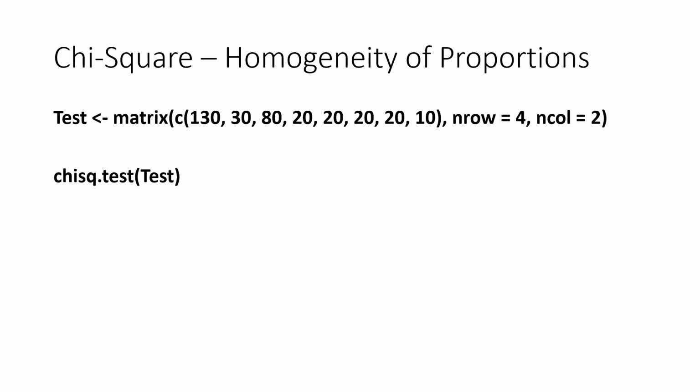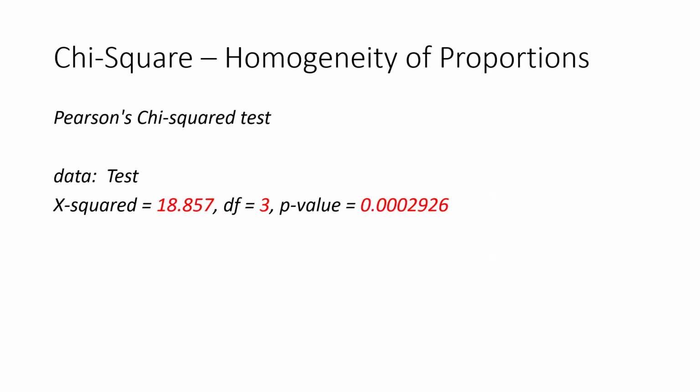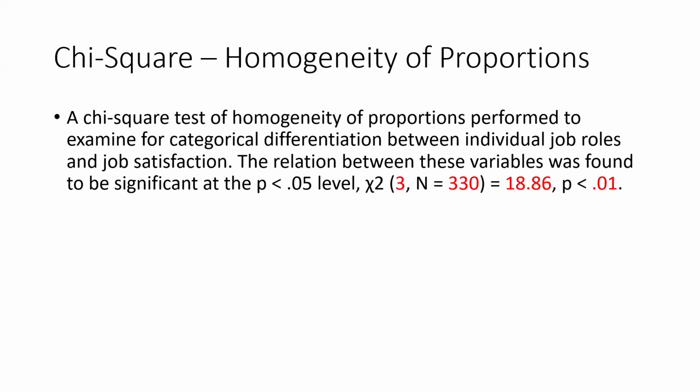And here is the code. It's in the video description if you wanted to do this as a matrix in R, not using RCommander. And there is our output. And here is the findings stated for our particular example. A chi-square test of homogeneity of proportions was performed to examine for categorical differentiation between individual job roles and job satisfaction. The relation between these variables was found to be significant. And then, your various findings.